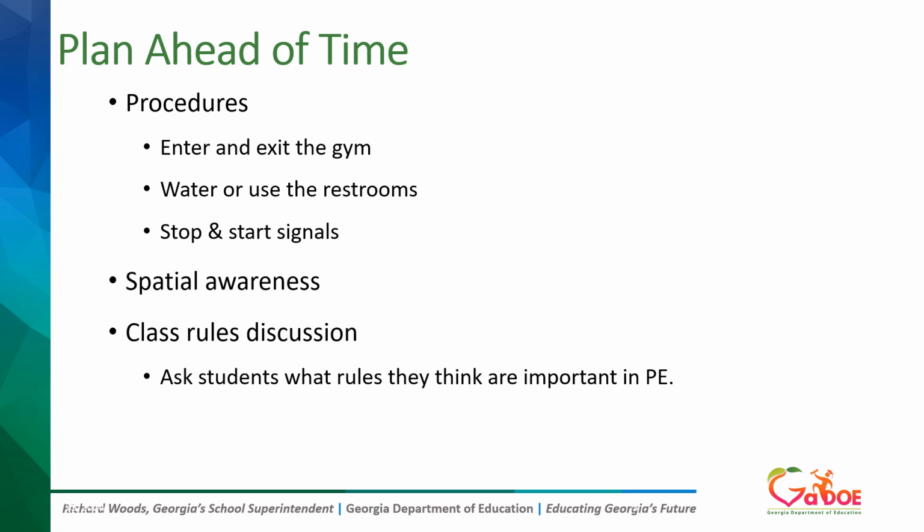For spatial awareness, we teach the kids to be aware of where they are amongst 60 other people in a gym with usually moving objects. We play several games, usually in a unit form. The first week of school, we're just playing games about stop and start, knowing where they are, where they're going, and where they will line up.